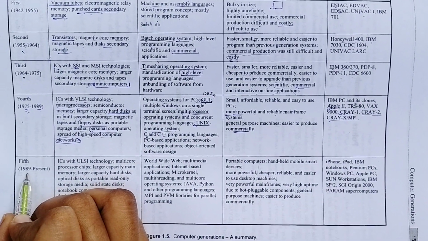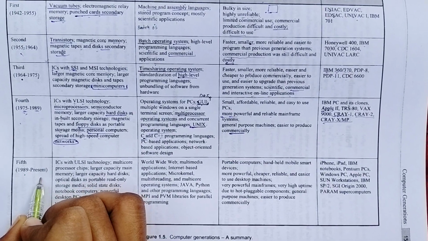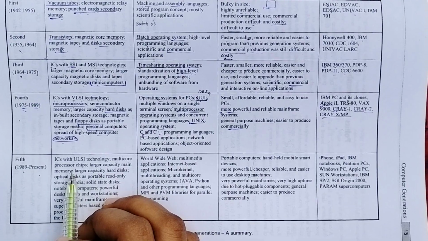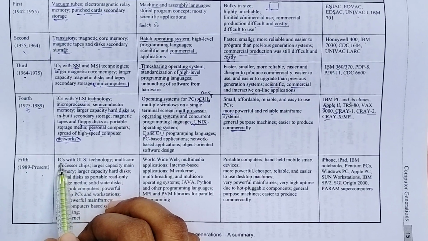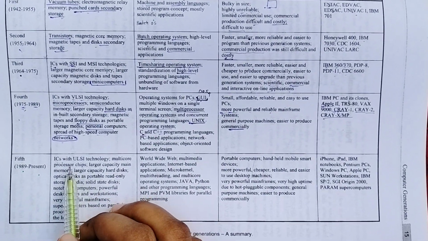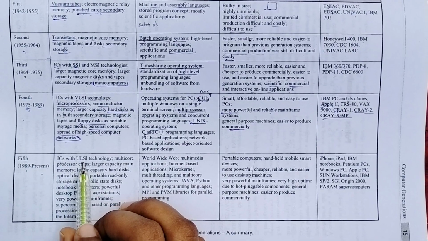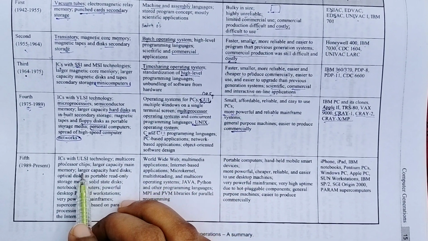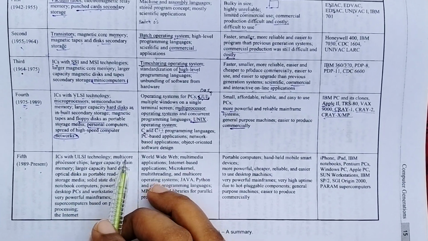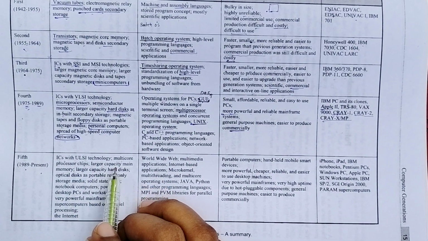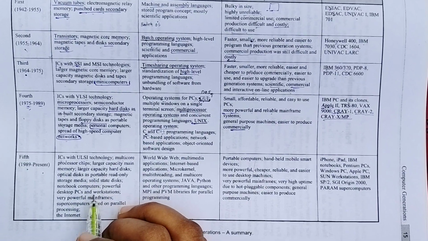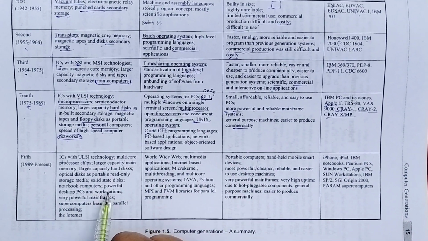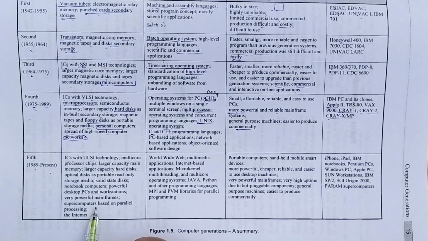The fifth generation time period started in 1989 and runs to the present. Now we are in the fifth generation, and some hardware we are using in the fifth generation is ICs with ULSI, ultra large scale integration technologies, or multi-core processors, and large capacity main memory. We are now familiar with solid state disks, notebooks and computers, and these all are in the fifth generation.